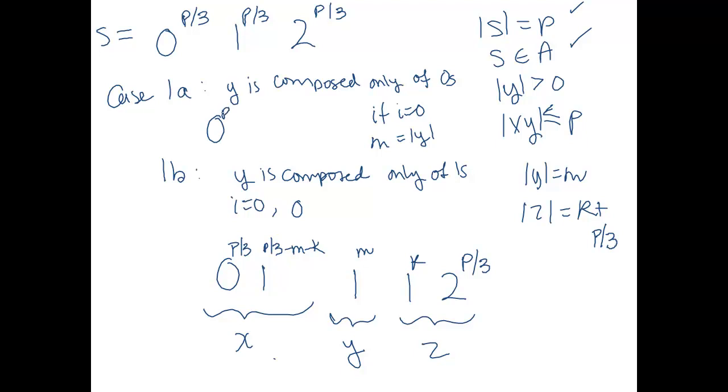p divided by 3 minus m, 1 to the p divided by 3, 2 to the p divided by 3. This is what I'm trying to say.